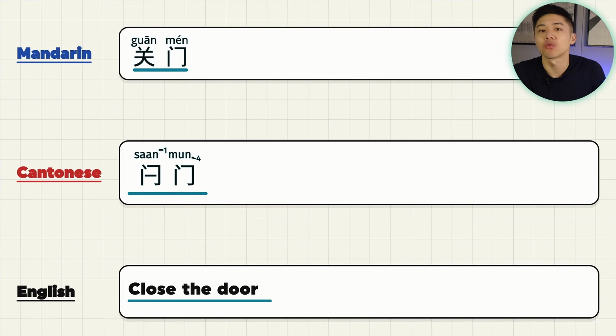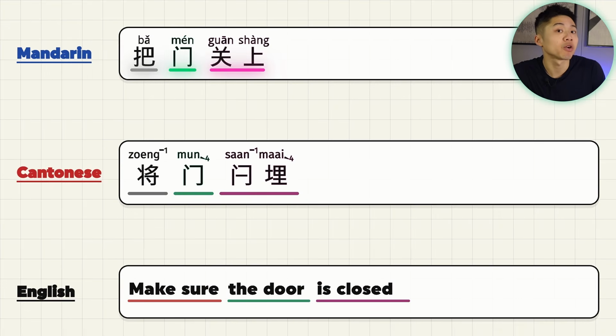So for example, close the door. Without 把, it's just 关门. Now here, it works for a quick shut the door, but there's no result, no direction. With 把 it becomes 把门关上. In Cantonese, 将门閂埋. So 将把 means take the door and close it. It puts a lot more emphasis on the result of the door being closed.